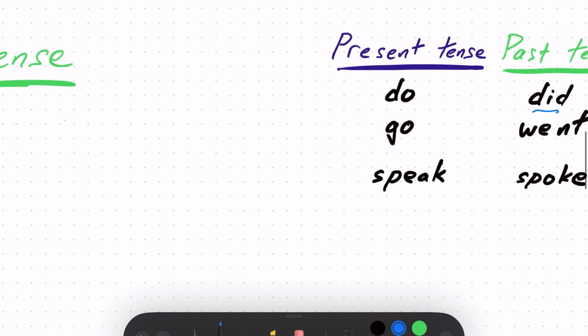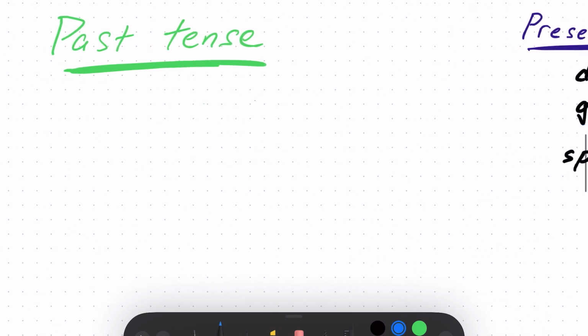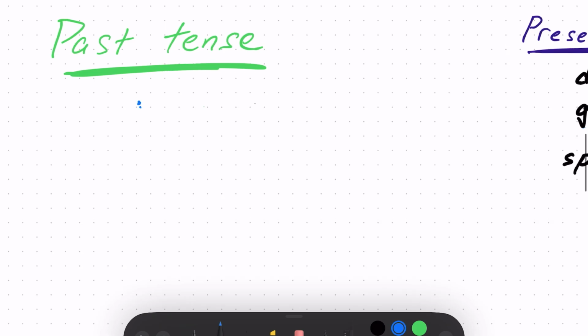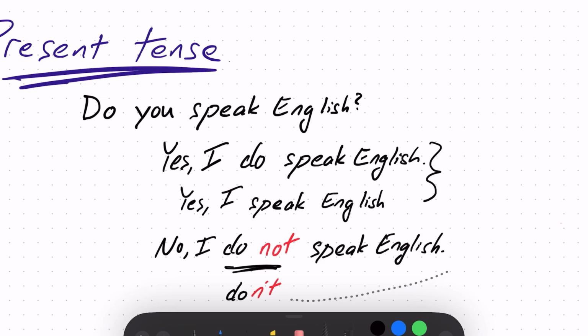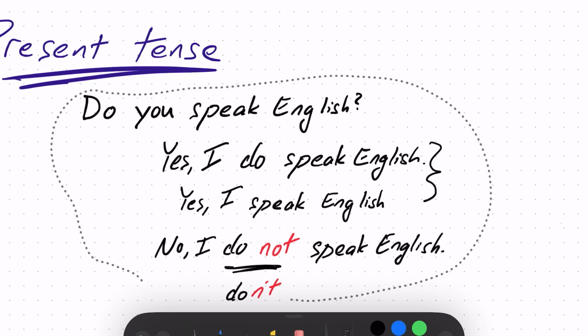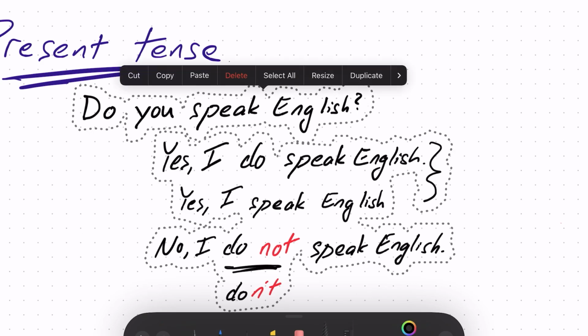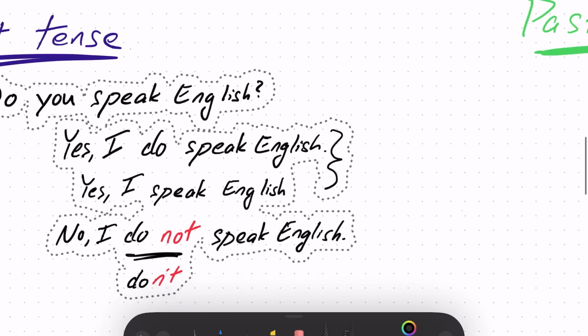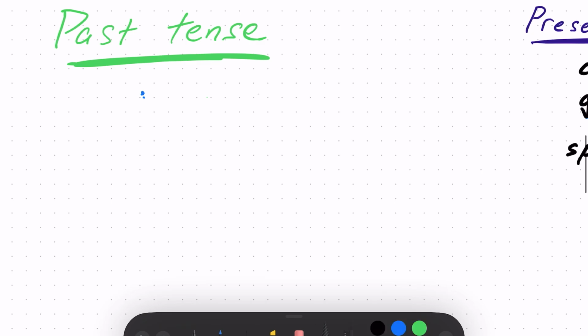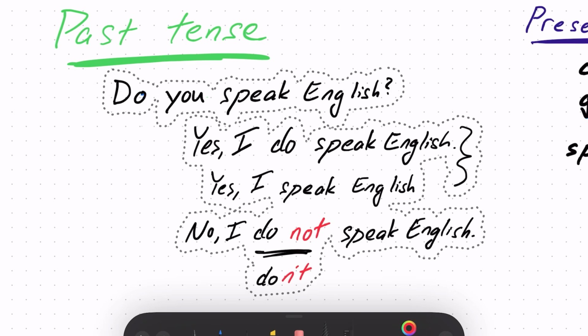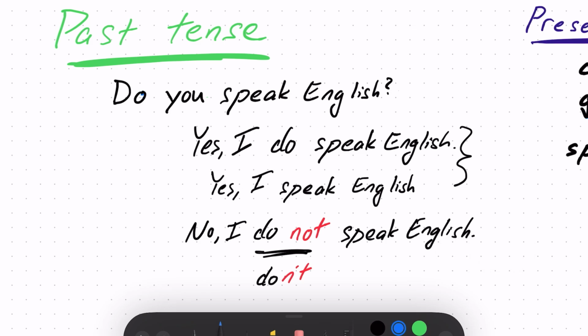So let's go back to past tense. I'm going to take the same question from the present tense and make it the past tense, okay? How do we do this? There we have it. Do you speak English? Yes, I do. No, I don't.